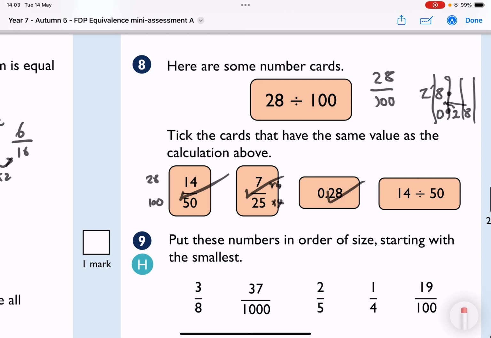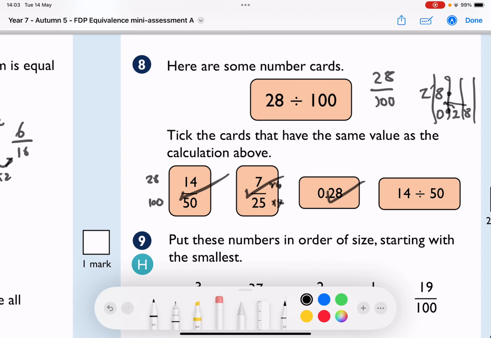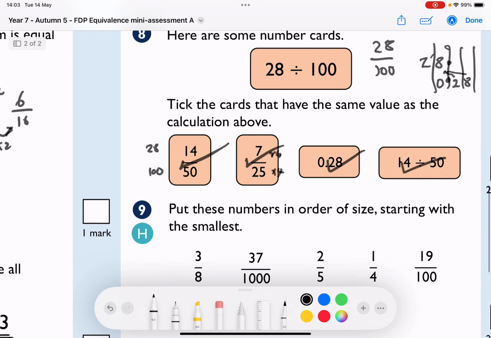And is it also the same as 14 over 50? Well, I've already ticked 14 over 50 as an equivalent fraction, so 14 divided by 50, so all of them in fact have the same value as the calculation above.